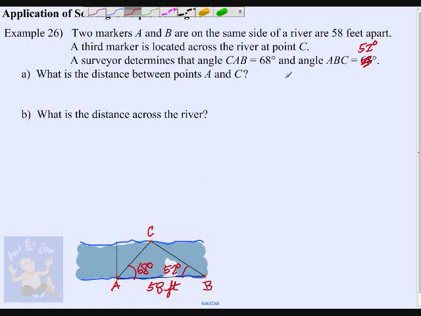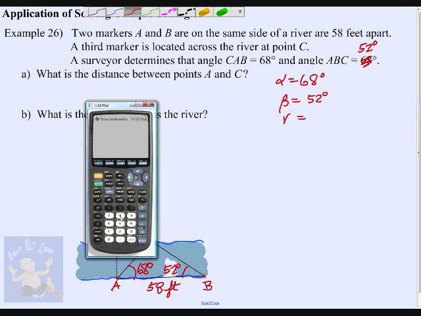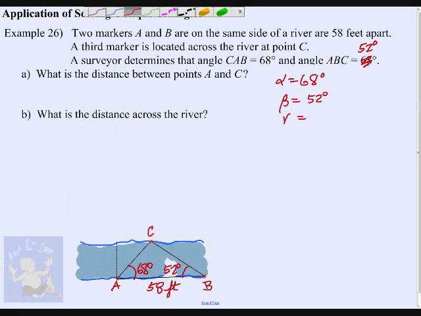Let's put together our little chart. We've got alpha equals 68 degrees. Beta is 52 degrees. And gamma we certainly could figure out, right? 68 plus 52, and then the difference with 180 is 60 degrees. So our gamma is 60 degrees.